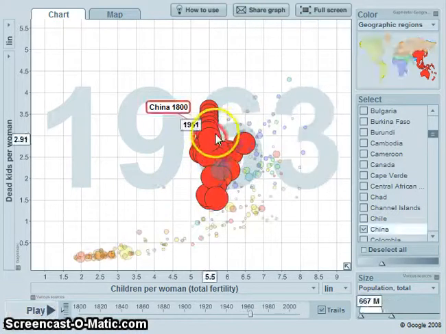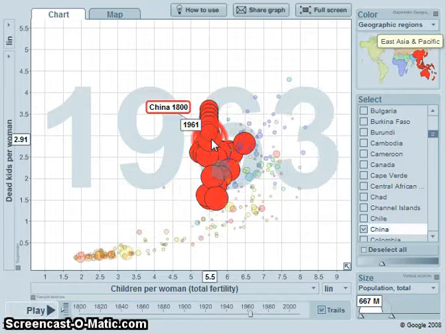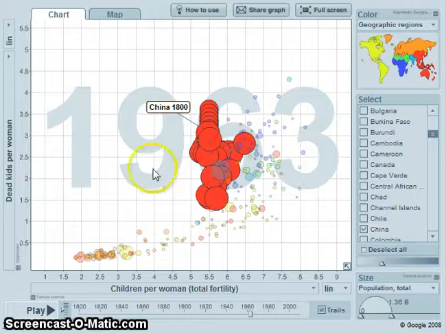In 1961, deaths increased rapidly, while children per woman stays the same. The lurking variable that causes this increase was the 3-year famine, and this time 15 million people died. The cause of this famine was bad planning by the government that was communist at the time, bad weather, and natural disasters.